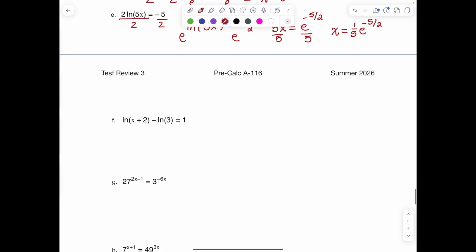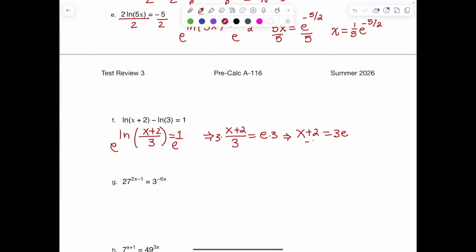All right, let's do this one. So we get ln of x plus 2 minus ln of 3 equals 1. Now, whenever you have logs mixed with constants, you have to condense. So the first thing I'm going to do is condense, so I get ln of (x plus 2) over 3 equals 1. Now I take the exponential of both sides, so I get (x plus 2) over 3 equals e. Multiply by 3, multiply by 3. x plus 2 equals 3e. Minus 2, minus 2. x equals 3e minus 2.